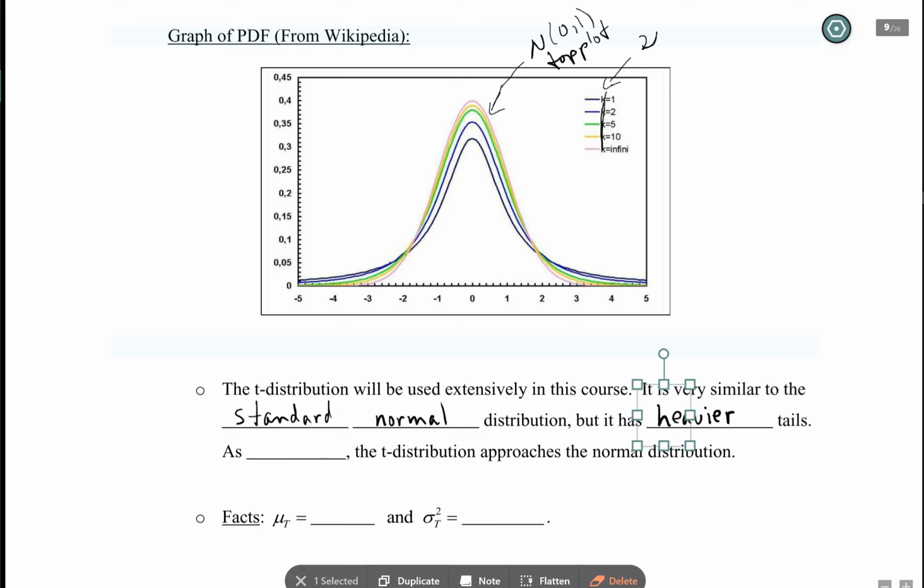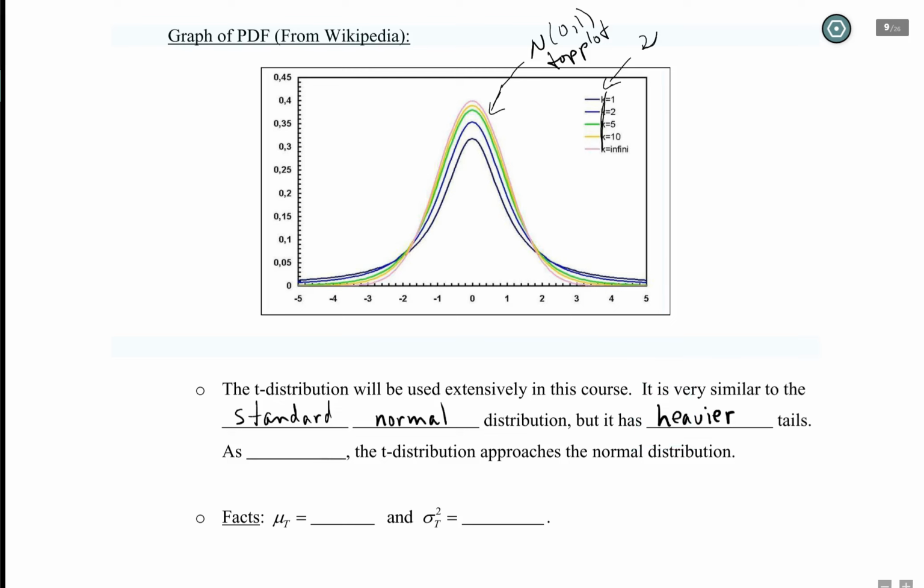If I pick a point, say like right there, the area under the curve to the left of that point for the green curve is much bigger than it is for the pink curve. Okay. And also, as nu, or as the degrees of freedom gets larger, the t distribution approaches the standard normal distribution. So we see that from the plot.